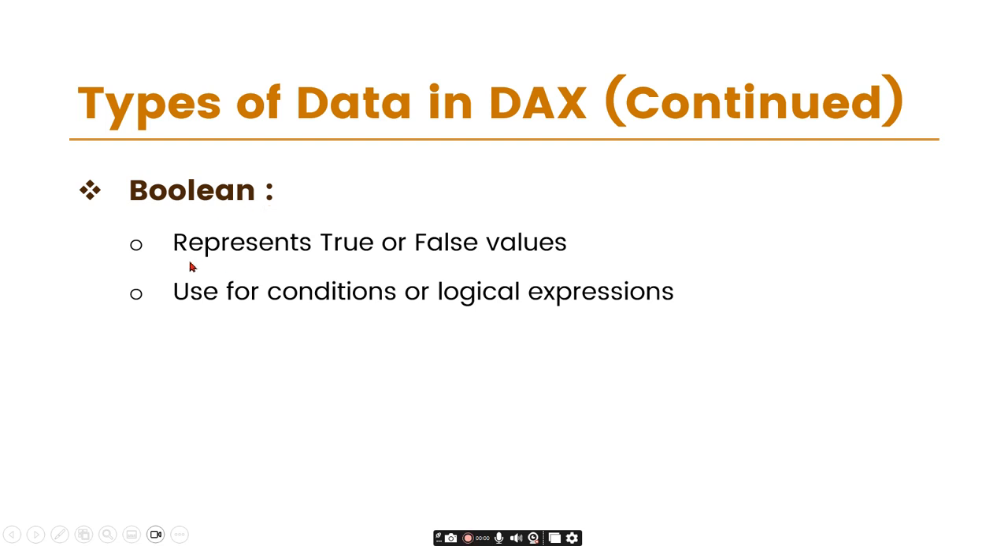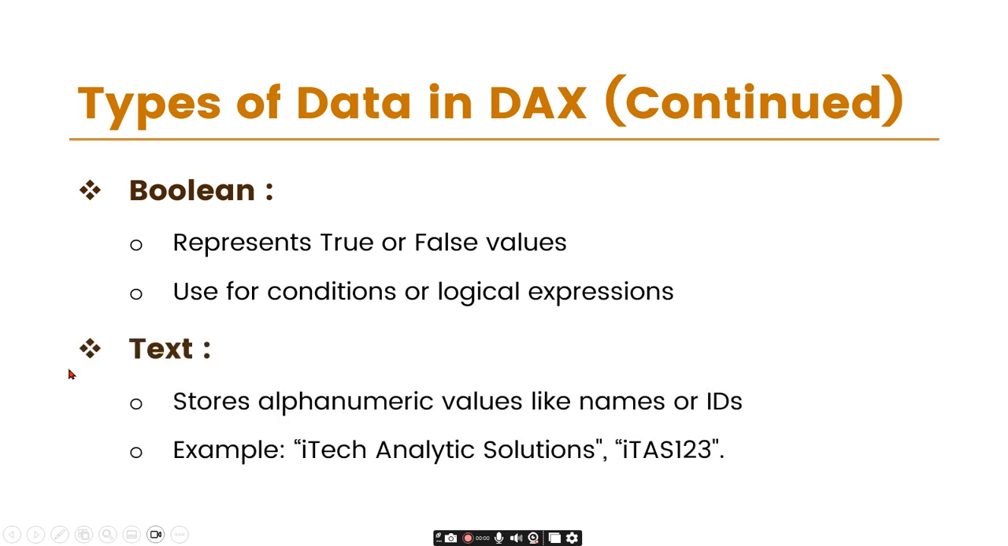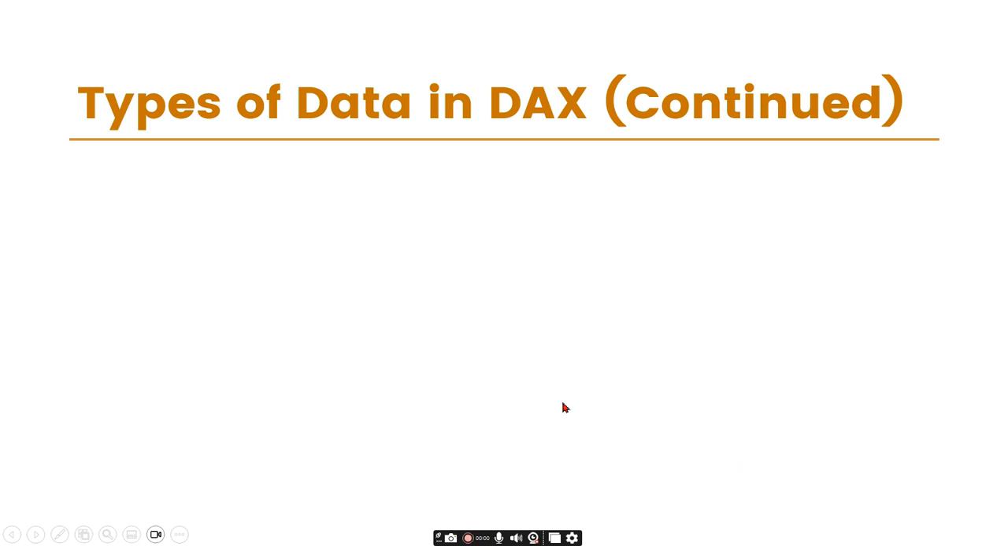Next we have Boolean, which actually represents true or false values. It is most commonly used in conditions or logical expressions. Next we have text. We also call it string. It will store alphanumeric values like names or IDs or the country name, state name or something like that. I have given some examples here. You can see within the double quotes we have iTech Analytics Solutions, or we can also store alphanumeric values, that is, with numbers, as I have mentioned here.